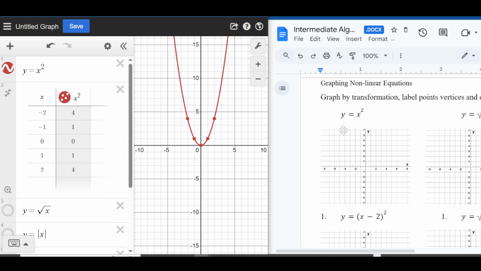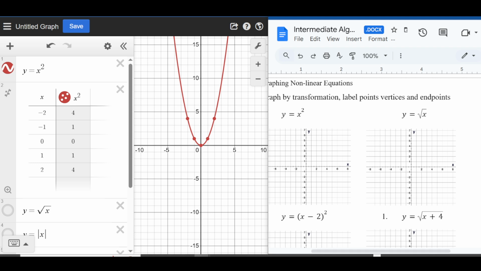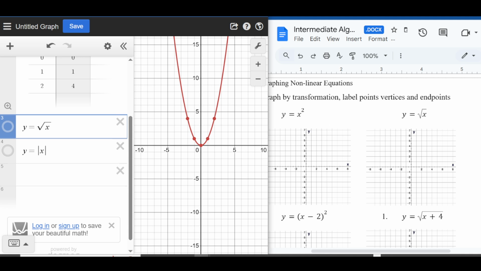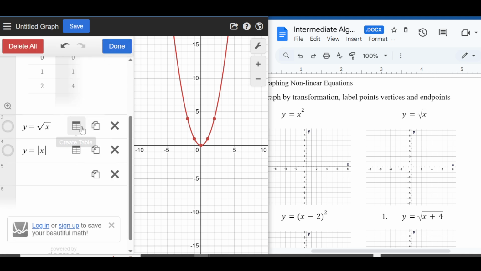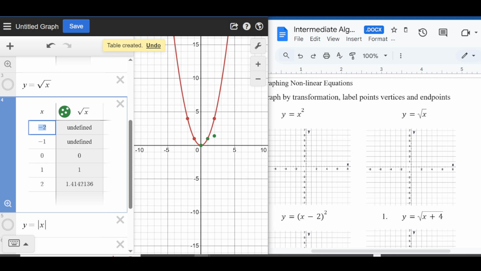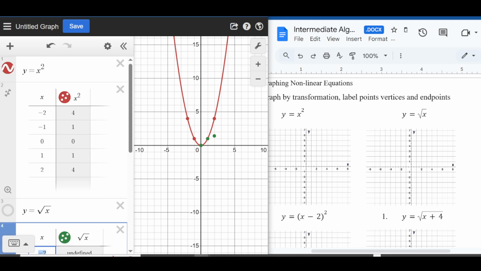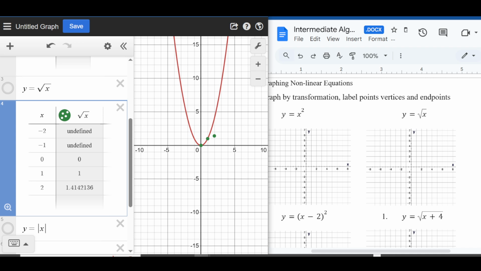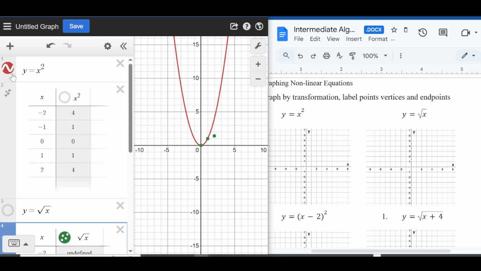Next, let's go to the square root of x and take a look at it. Let's click here, go here, get a table. You'll notice that when I try to put in -2, -1, it's undefined. That's because you can't take square roots of negative numbers. So for this one, let me get rid of the red one. Let me go up real quick. We don't need this graph anymore. I gotta get rid of the graph.